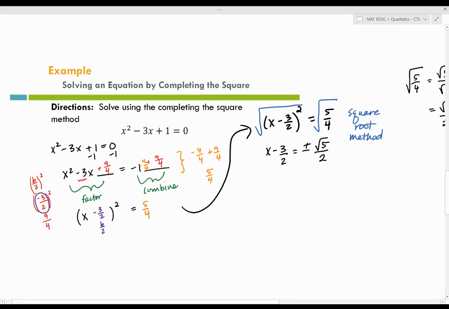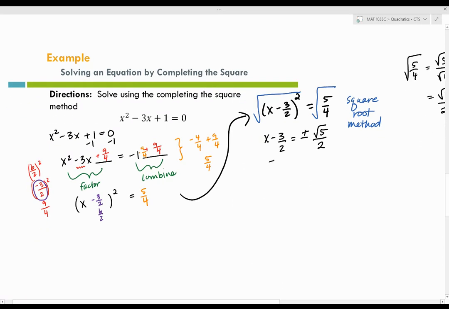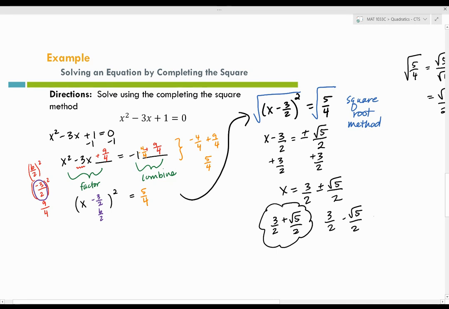All right, and I need to solve for x. So that means I need to move this 3 over 2 to the other side by adding it. So I'm going to have x equals 3 over 2 plus or minus the square root of 5 over 2. So remember, that's two answers. The first one is 3 over 2 plus square root of 5 over 2. And the other answer is 3 over 2 minus square root of 5 over 2. Cool.